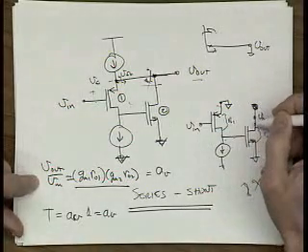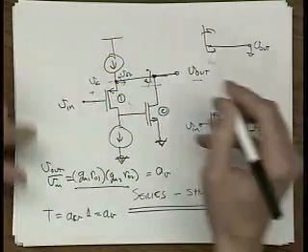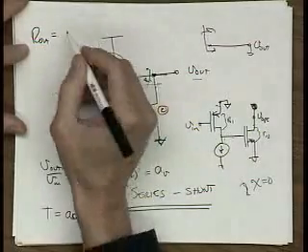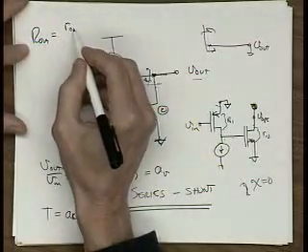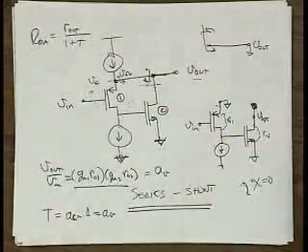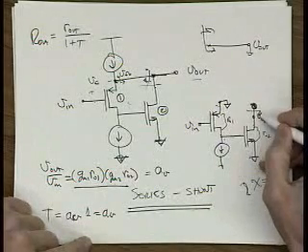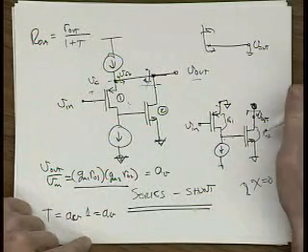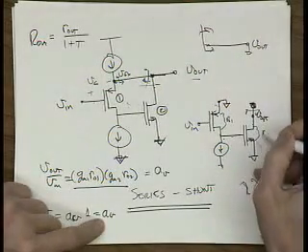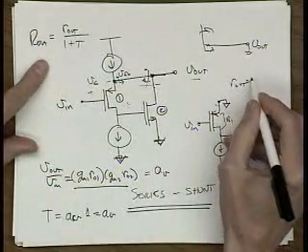So what's the output resistance of this basic amplifier? We need output resistance of the whole circuit, right? R out is going to be equal to R out of the basic amplifier divided by 1 plus T for series shunt feedback. Okay? So what is R out? So looking into here, what do we see? RO2. Good old RO2 is all we see there. So R out of this basic amplifier is equal to RO2.